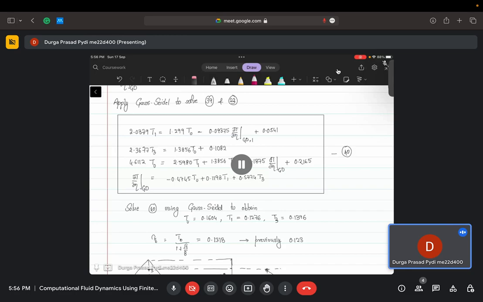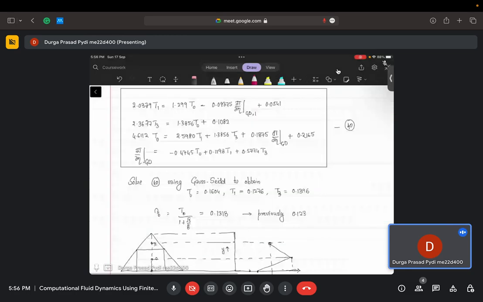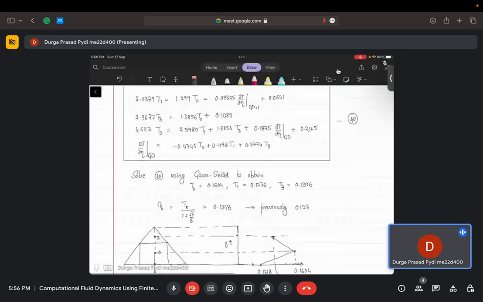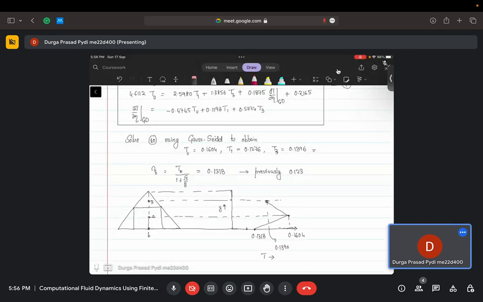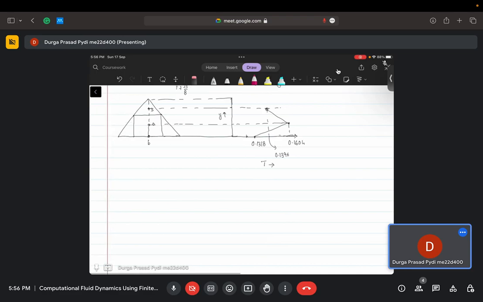So if you solve these equations, this is the solution you will be getting, and then from there, once you know the values of cell centroids, you can essentially get the value of boundary temperature T0 in terms of this. So this is one approach. The next approach is using something called least squares method.